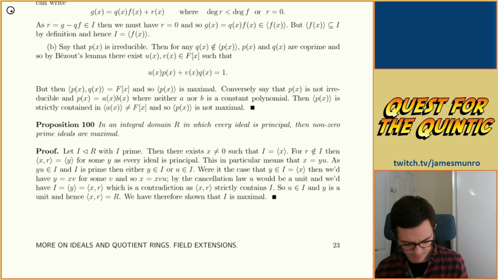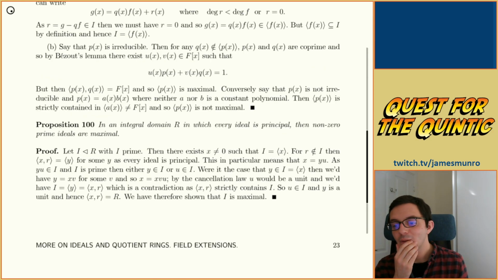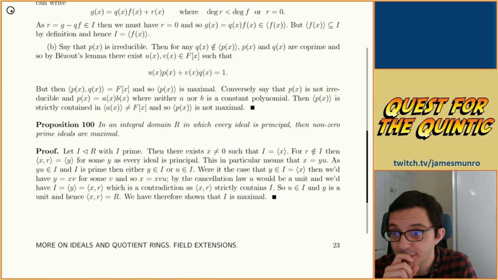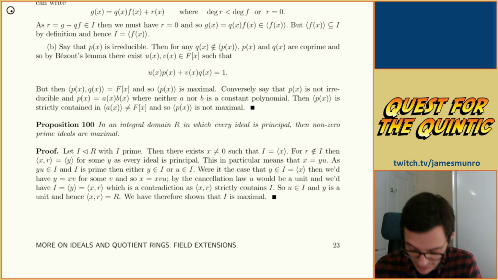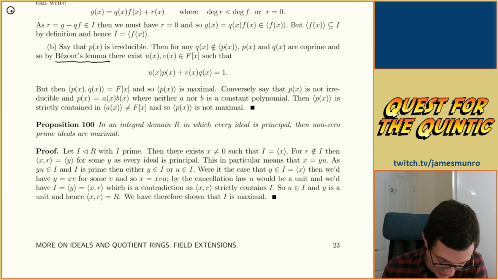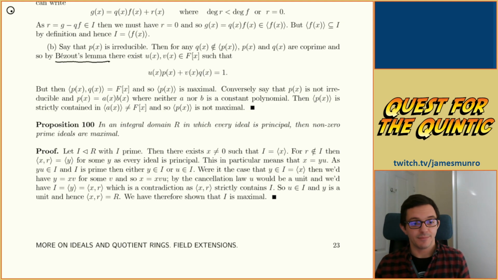Oh my goodness. What's part B? I've already forgotten what it said. An ideal is maximal if and only if p of x is irreducible. And we got a definition of irreducible there: cannot be written like that. And Bezout's lemma is right, so we're really using division and Bezout here. This feels too advanced for this moment of the stream, but hey, whatever. Oh, I kind of skipped this, I think. Or maybe it's coming up. Euclidean domains.